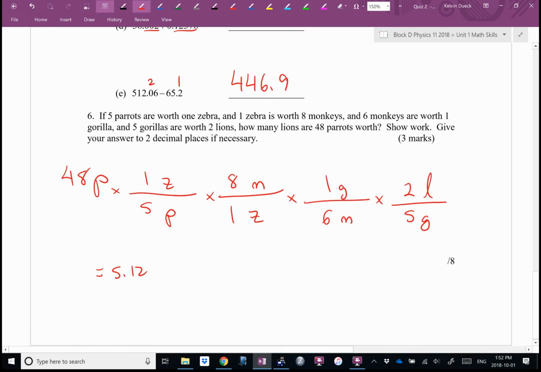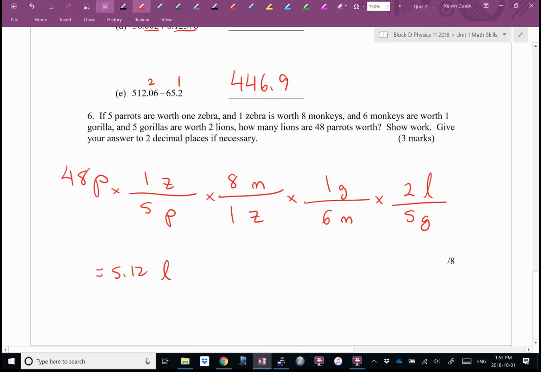So how would I mark this, if you got that in any method? 3 out of 3. If you wrote down what they gave you, even if you got this wrong, but you wrote down 48p, that gets you 1 mark. If you tried building a chain, even if you did it wrong, that gets you 2 out of 3.